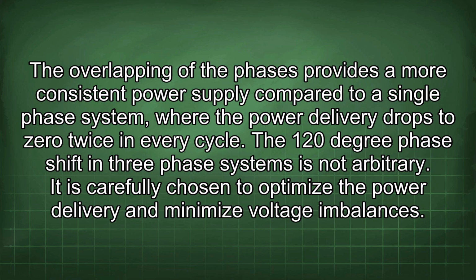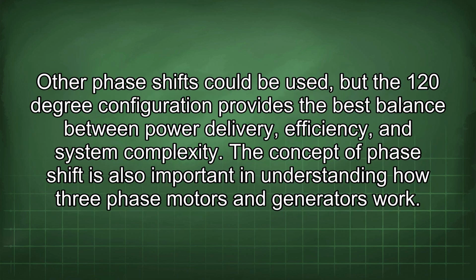The 120-degree phase shift in three-phase systems is not arbitrary. It is carefully chosen to optimize the power delivery and minimize voltage imbalances. Other phase shifts could be used, but the 120-degree configuration provides the best balance between power delivery, efficiency, and system complexity. The concept of phase shift is also important in understanding how three-phase motors and generators work.